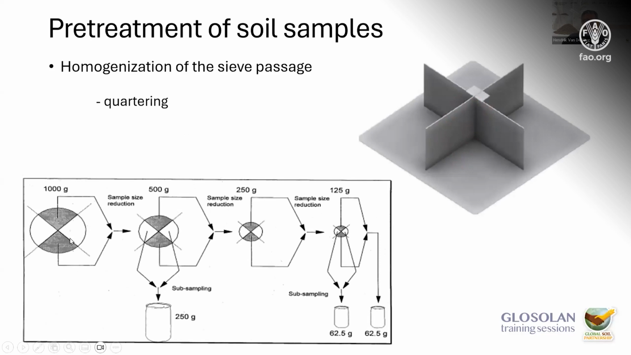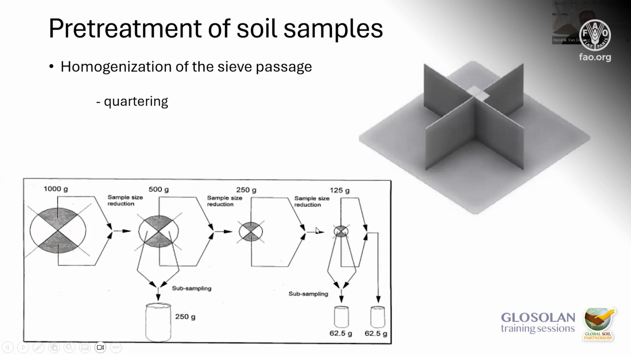The sample is divided on the 4 quarters, and we only take the first and the fourth quarter. The second and the third we eliminate, we discard. We only use these 2. We mix them together, and again, we divide them over the 4 parts. Again, we take only the first and the fourth part. We make a new sample with these 2, and we do again the quartering, and so on.